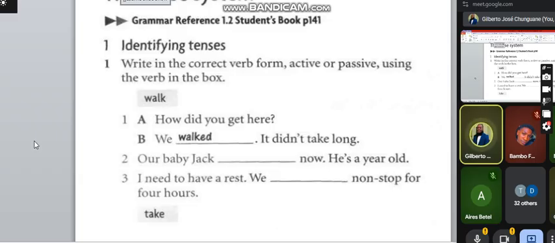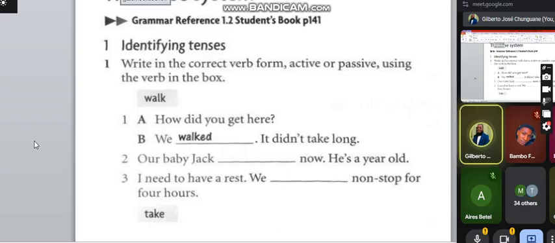Now, the first one was an example, as you can see. Speaker B is saying, we walked. It didn't take long. So there's a clear usage of the past simple tense. But we'll see throughout the task that different tenses will be used. And it's very important first to be able to identify the tense and to match the proper form of the verb according to the context, and also understand why that is the correct tense to be used in that particular context.